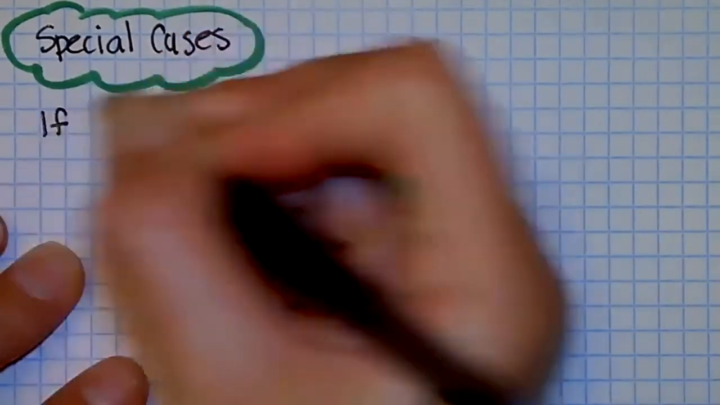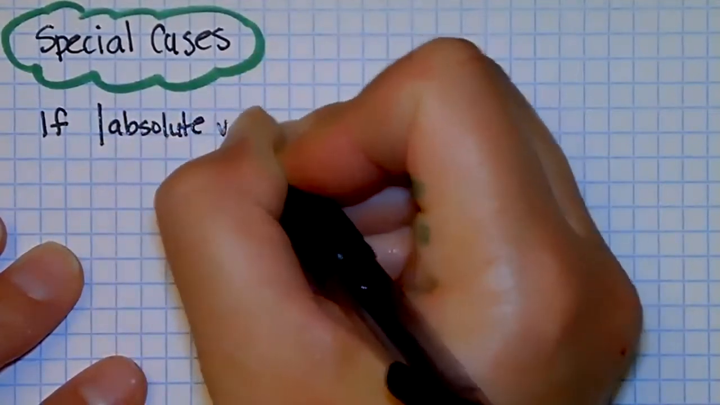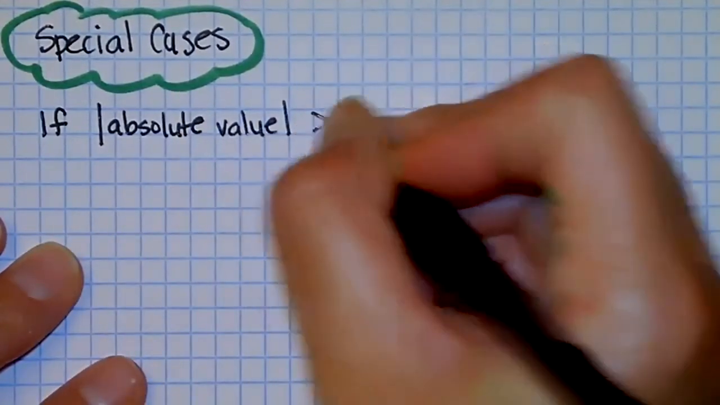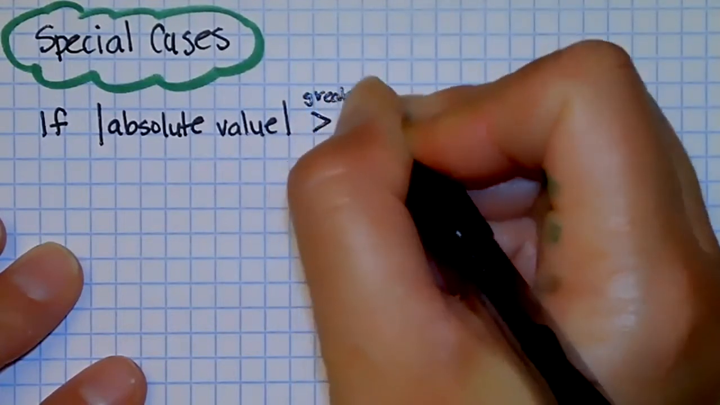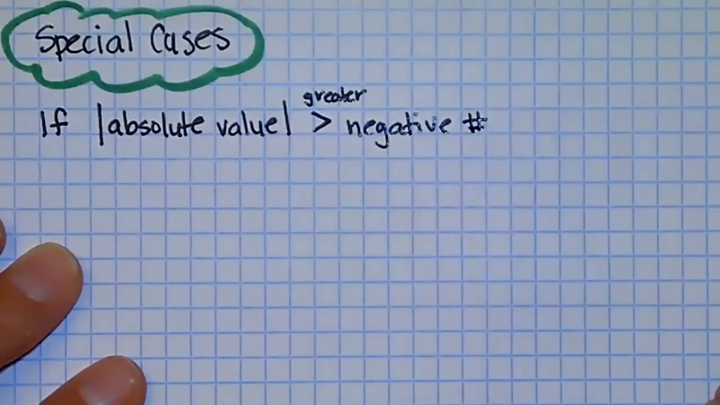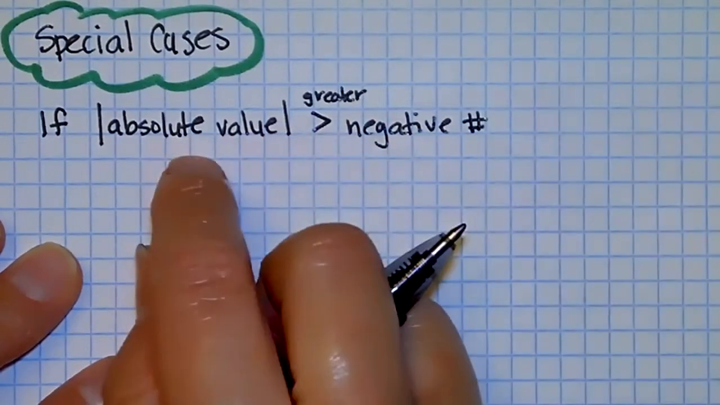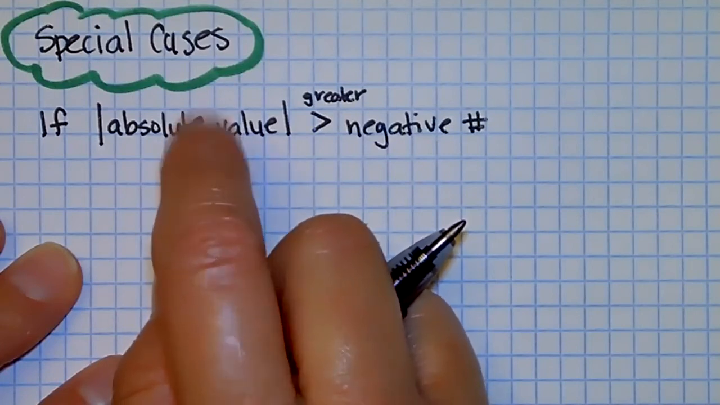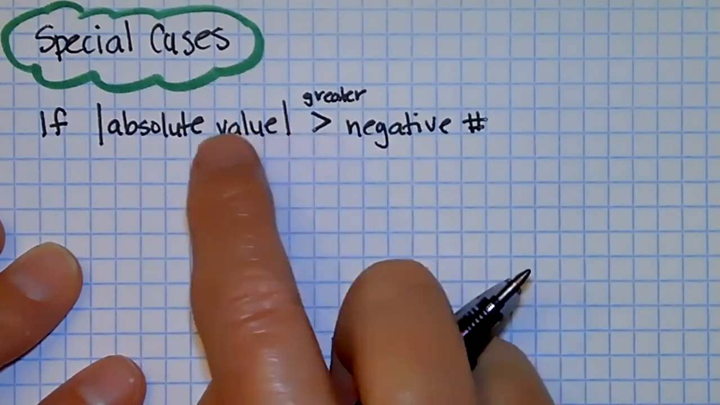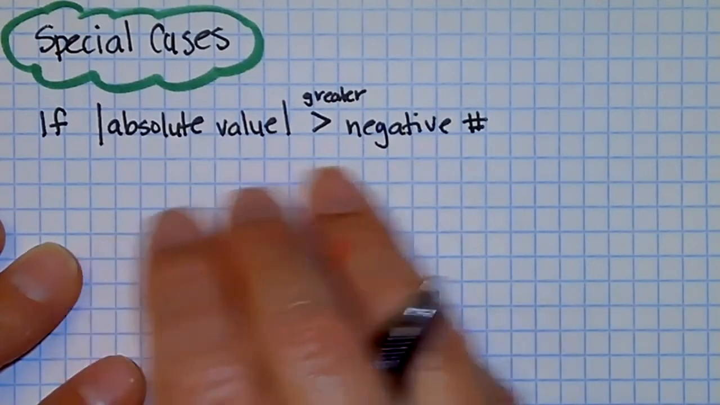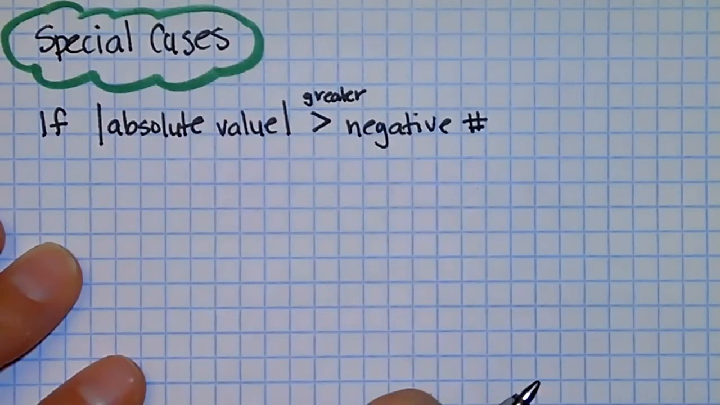So if you have an absolute value, got something inside this absolute value, and it is greater than a negative number, that's going to be a special case. So whenever you take the absolute value of something, remember you always get a positive number. So if I'm getting a positive every time I'm taking the absolute value, it will always, always be bigger than a negative. So this is going to mean it's going to be all real numbers. Everything's going to be a solution. It doesn't matter what you put in here, it's always going to be true.